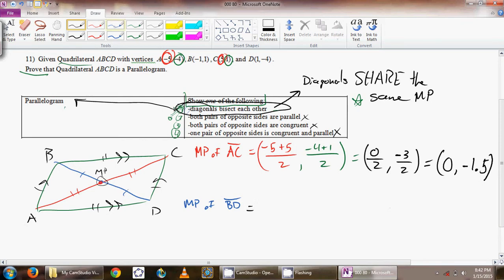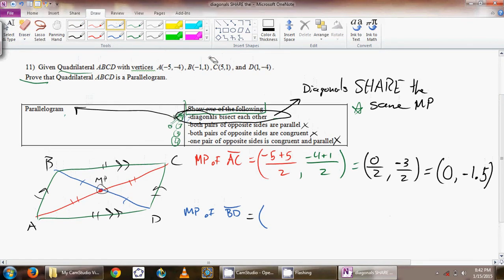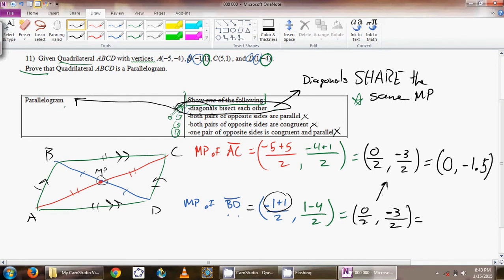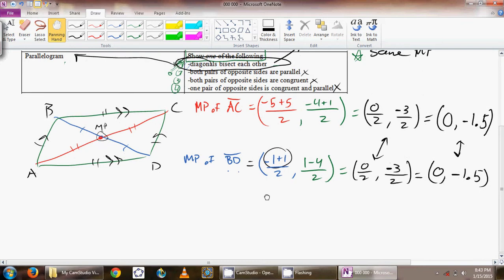All right, and then down here, we're going to find the midpoint for B and D. The average of my x's is minus 1 plus 1 over 2. The average of my y, 1 minus 4 over 2. Well, that's the same as 1 plus 1 is 0 over 2. 1 minus 4 is minus 3 over 2. Oh, look at that. They are the same. 0 over 2 is 0. Negative 3 over 2 is minus 1.5. They share a midpoint. So those diagonals do bisect each other.